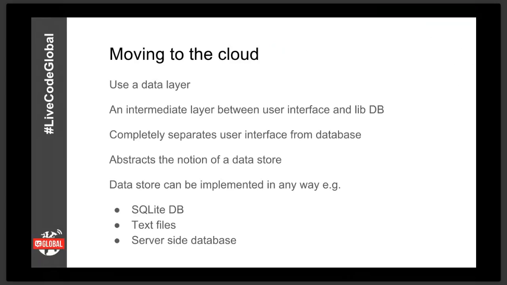Now, by introducing this intermediate data layer, that creates an abstraction. So what this abstraction means is the user interface no longer cares about how the data is stored, whether it's stored in the database, whether it's stored in text files, whether it's stored locally, or whether it's stored in the cloud. All it cares about is how it talks to the data layer. The data layer has a simple API, and our user interface talks to the data layer. The data layer then talks to the actual database itself. Now, why do we want to do that?